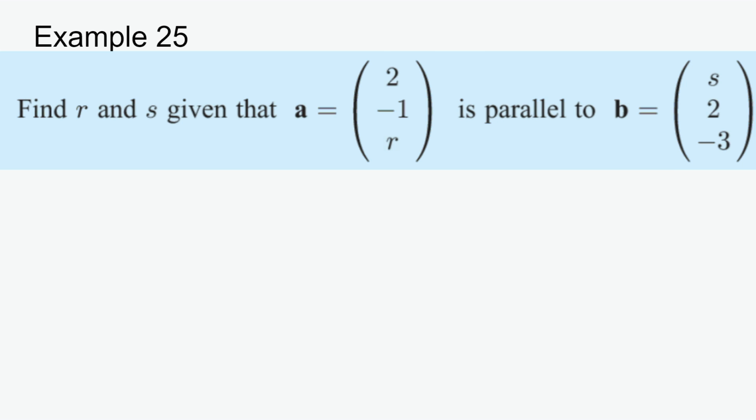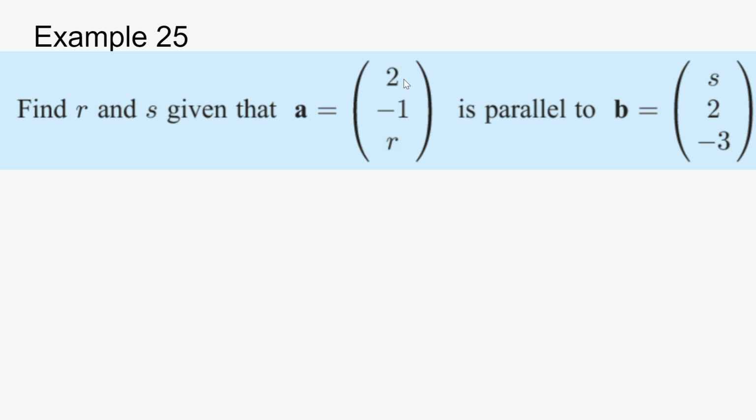So if we look at this example here, it says find r and s given that vector A, which has the component form 2, negative 1, r, is parallel to vector B, which has the component form s, 2, negative 3. So if we look at the y components, we have negative 1 in vector A and 2 in vector B. So what would that scalar multiple be to go from vector A to vector B? Clearly, we're multiplying by negative 2.